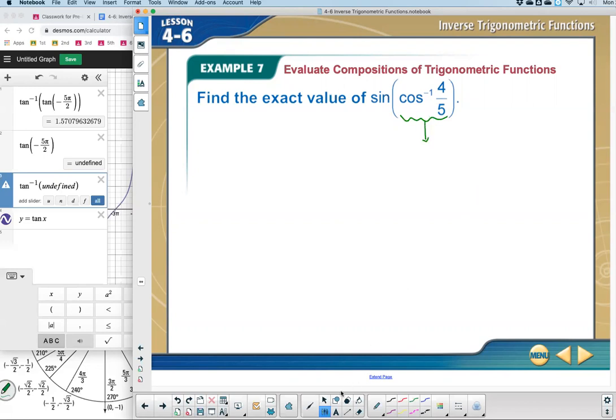So I'm looking at a triangle here, and what I know is that the cosine inverse rather is 4/5. And then by way of reminder, cosine itself is x divided by h. So this right here is my x, and my h is 5.